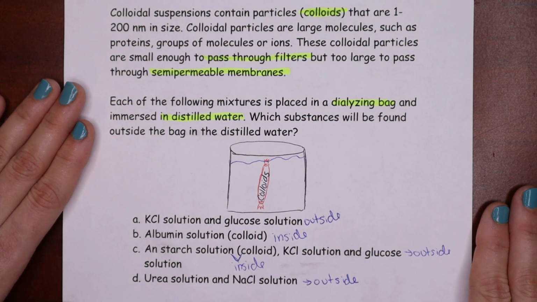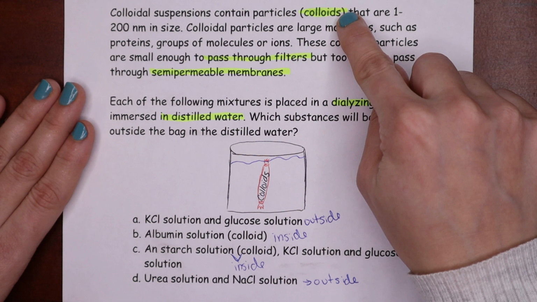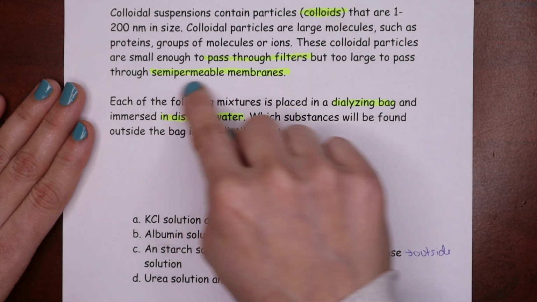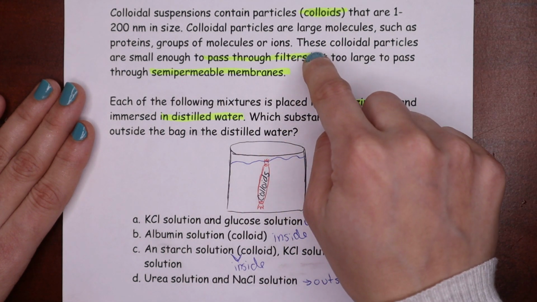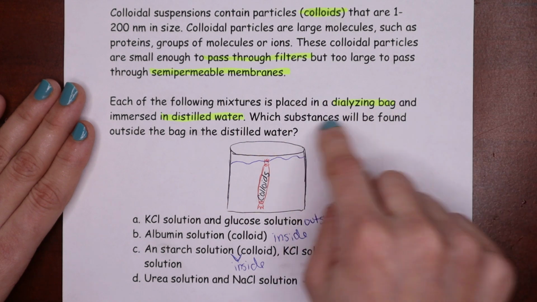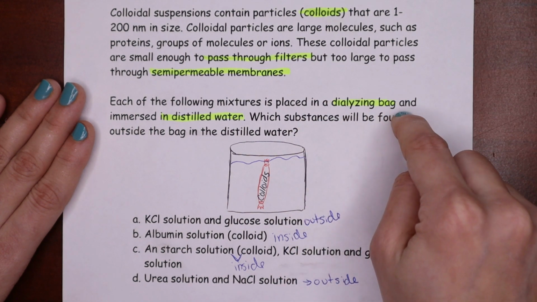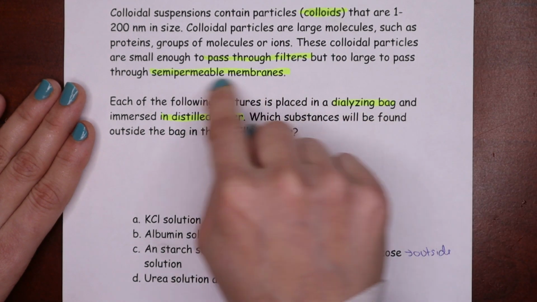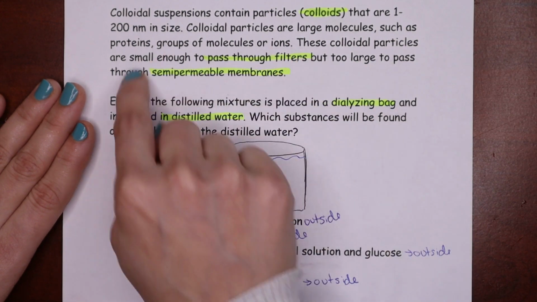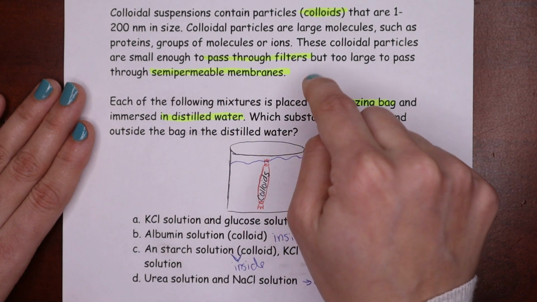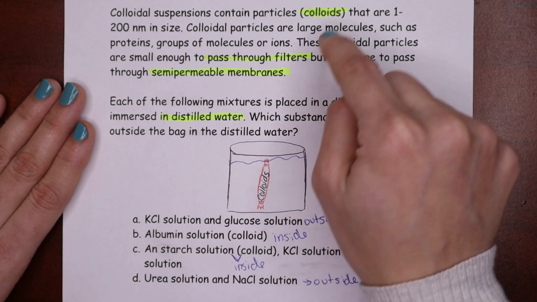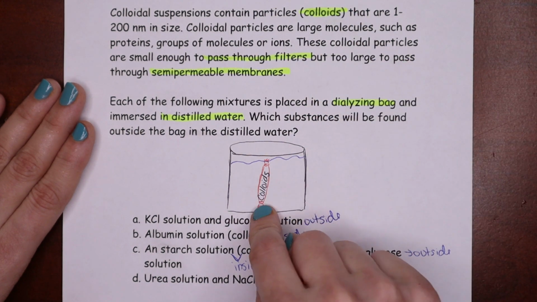The big thing here was to identify that colloids are not able to pass through semi-permeable membranes, but they can pass through filters. And saying that we have a dialyzing bag, you can ask yourself, is that a filter or is that a semi-permeable membrane? And it was a semi-permeable membrane. So for that reason, we know that colloids are going to be inside the bag.